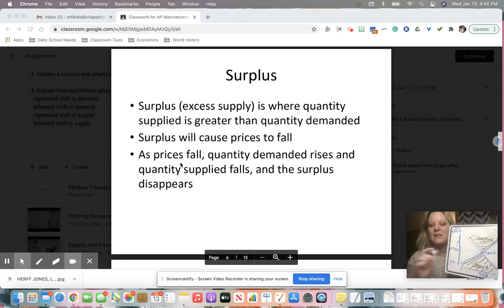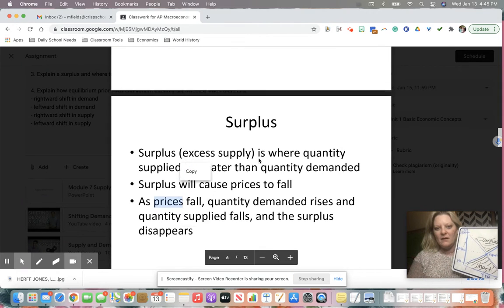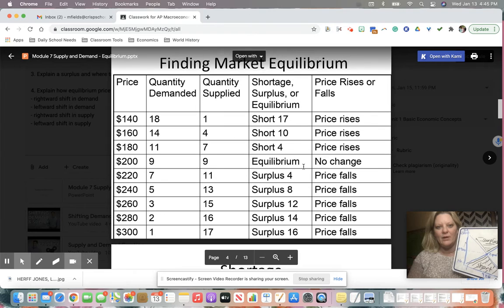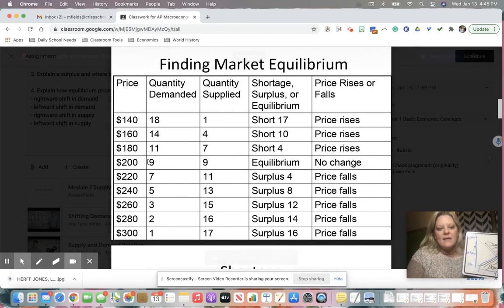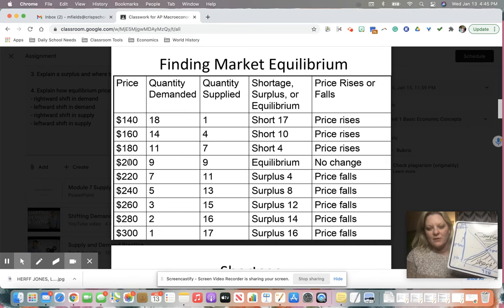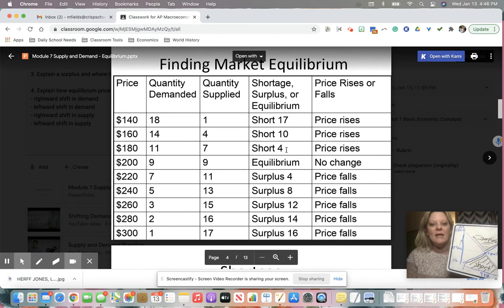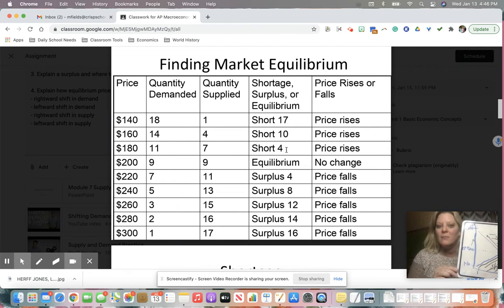Now we can see that on our table. So I'm going to go back to where I had the table here. If you notice that our equilibrium price is $200, if we lower the price to $180, then there will be 11 bicycles demanded, but only 7 supplied. So we have a shortage of 4 bicycles. If we have a shortage, we would need to raise the price back up to $200 to eliminate that shortage. If we lower the price to $160, then that means we have 14 demanded and only 4 supplied, and so we have a shortage of 10 bicycles.